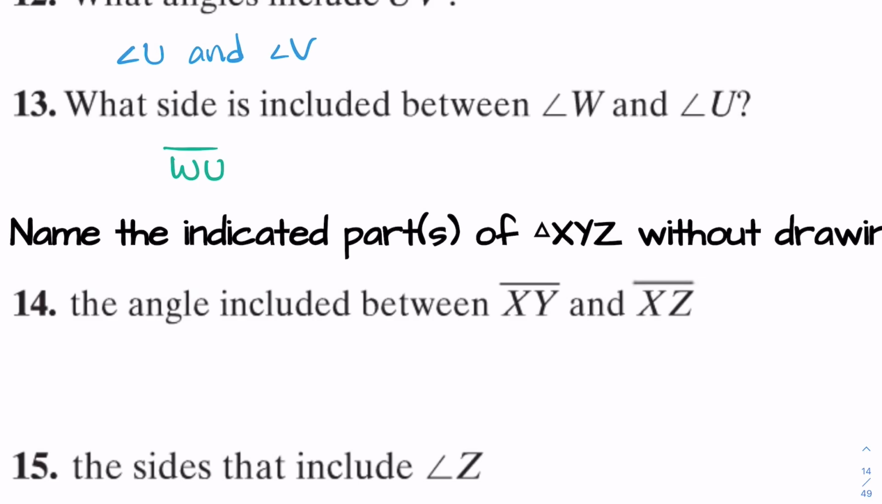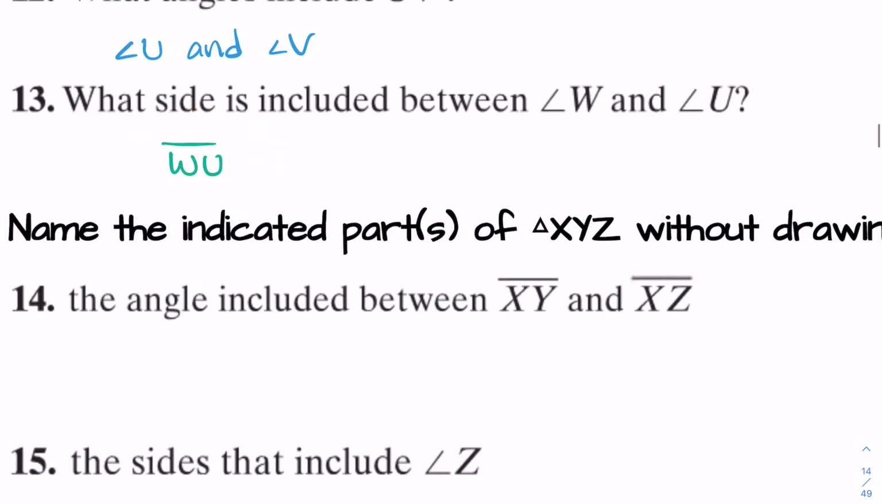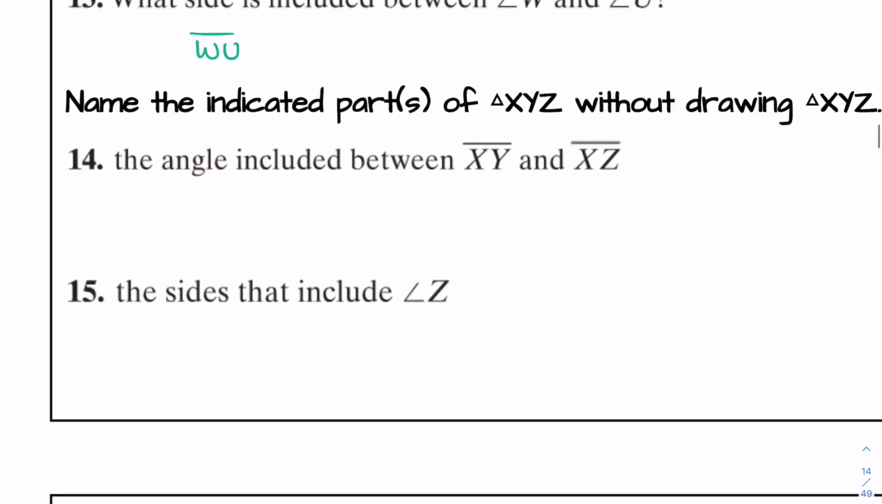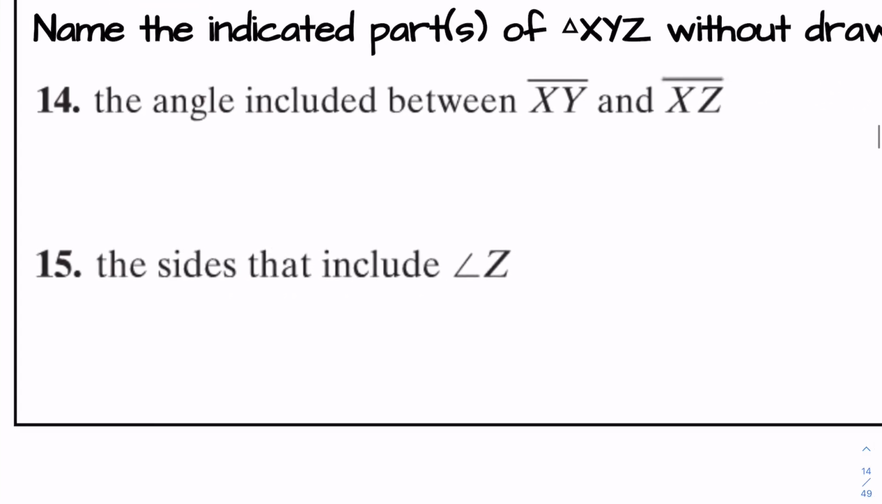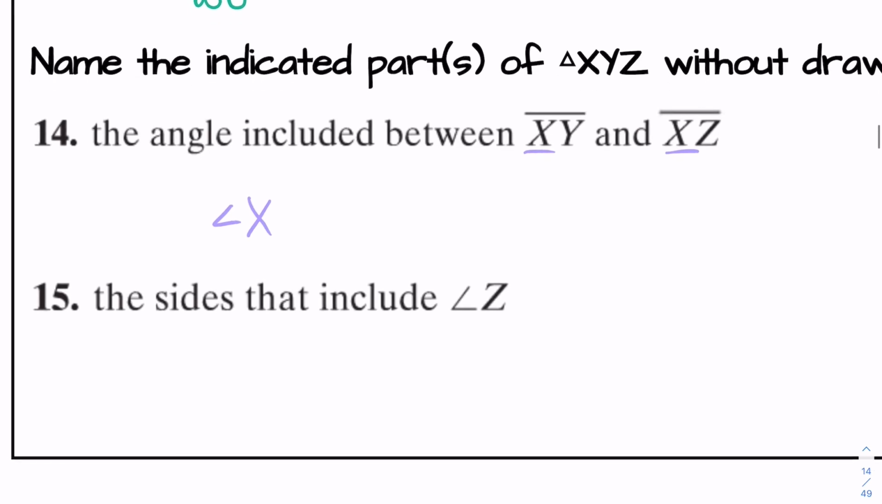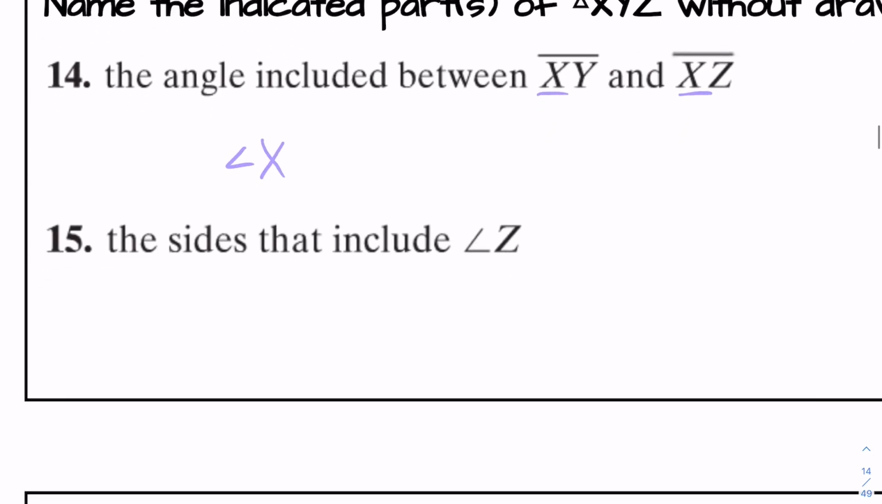All right, sorry about that. So what side is included between angle W and angle U? It's WU. Name the indicated parts of triangle XYZ without drawing XYZ. What angle is included between XY and XZ? Well, XY and XZ share X, so angle X is the angle included between them. And the sides that include Z are side XZ and side YZ.